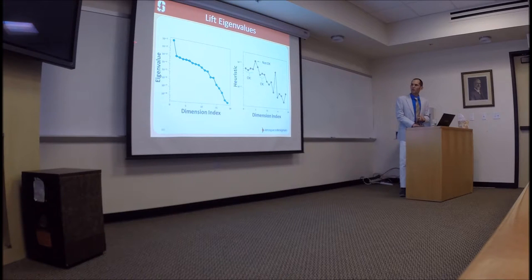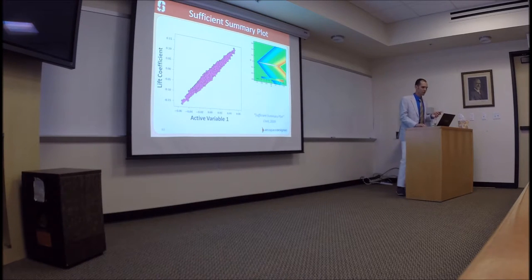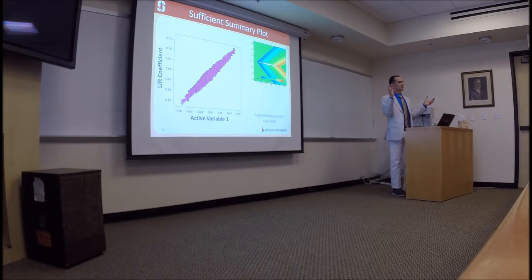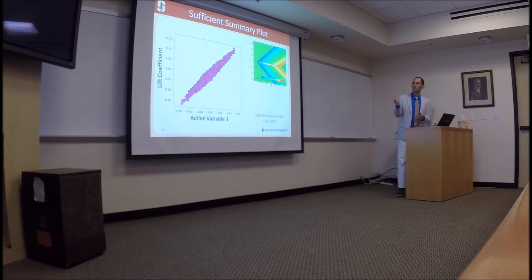Because the eigenvalue gap is so large here for the first direction, we're going to look at projection of all this data down into the first eigenvector. If we do that, we get a nicely correlated plot that looks like this. Here I'm plotting the lift coefficient on the y-axis as it varies with movement in this active subspace. Think of all of these designs in 20 dimensions projected in a linear combination into one variable. The other way to think of this visually is that there are 20 dimensions going into and out of the screen.